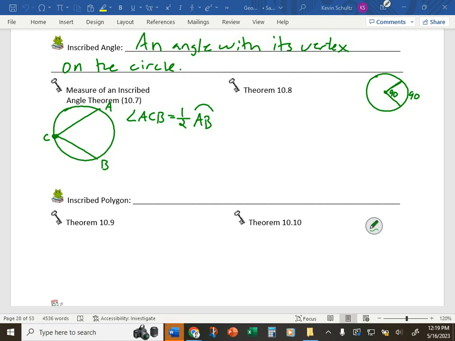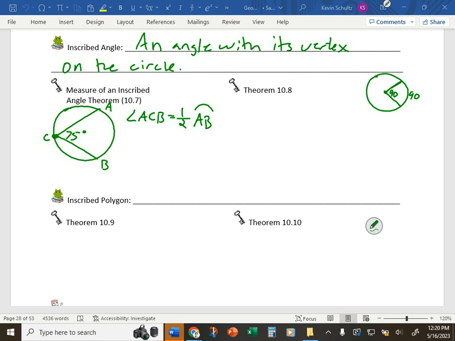So, whereas with a central angle there's a direct relationship, the angle measure and the arc are congruent, with an inscribed angle the measure of the angle is half the measure of the arc that it creates. So, for example, if this angle measure is 75 degrees, what would the measure of arc AB be? 75? No, for a central angle, that'd be correct. The measure of the angle is half the measure of the arc.